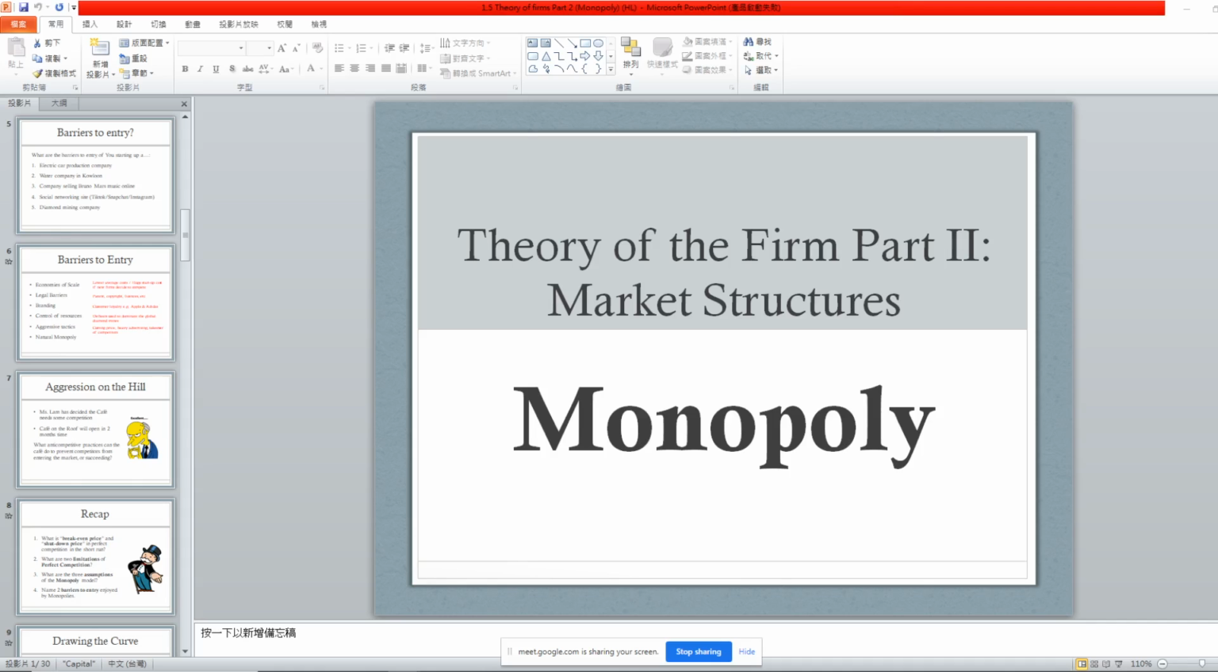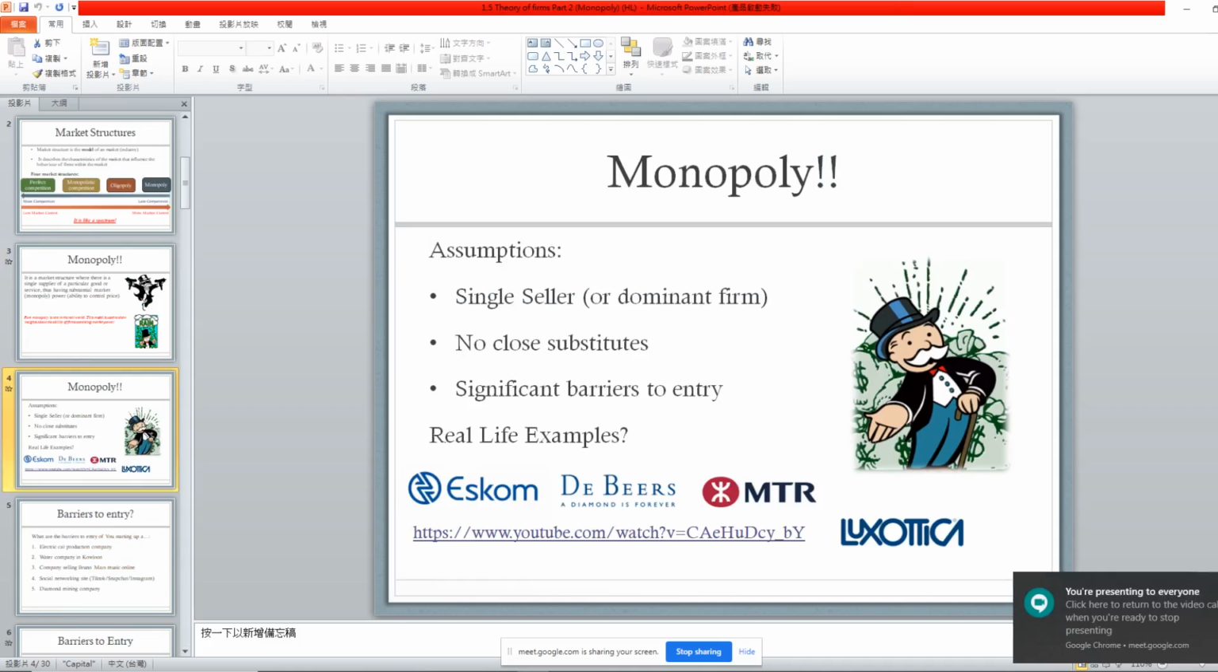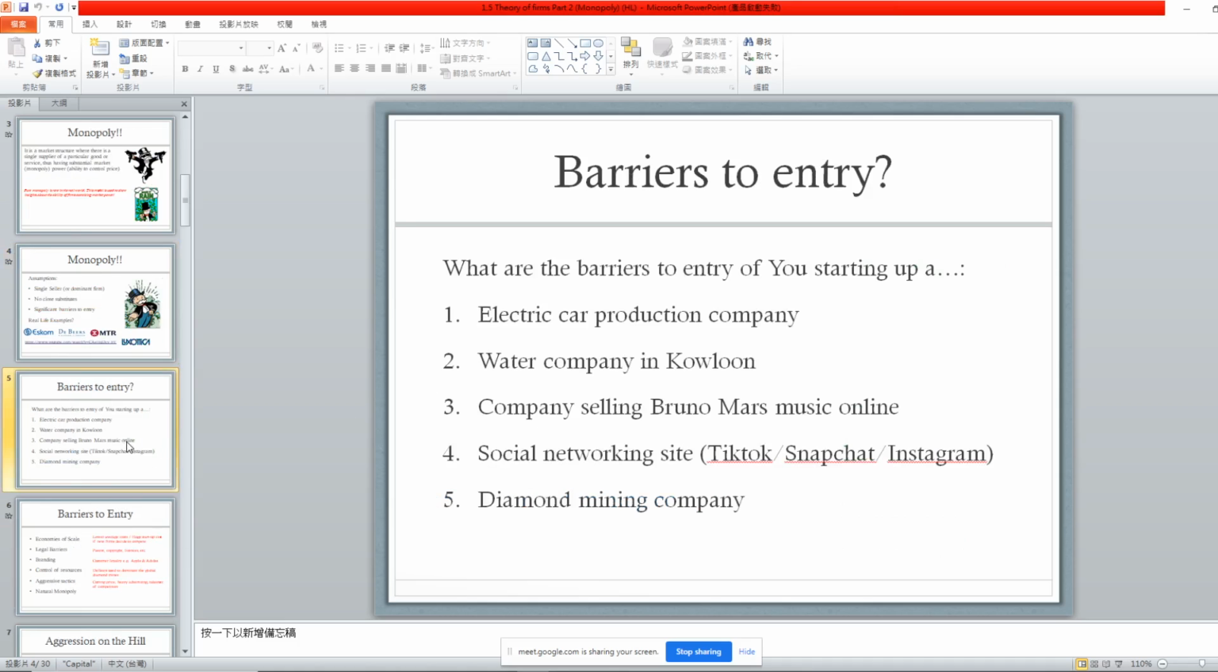Okay. All right. So last week about Monopoly, we talked about the assumptions that we have on Monopoly here, right? So take a look at this one. We have three assumptions for Monopoly, and this is one very big assumption that we have. When we talk about Monopoly, they usually have significant barriers to entry, okay? And we talk about a lot of barriers to entry, right?